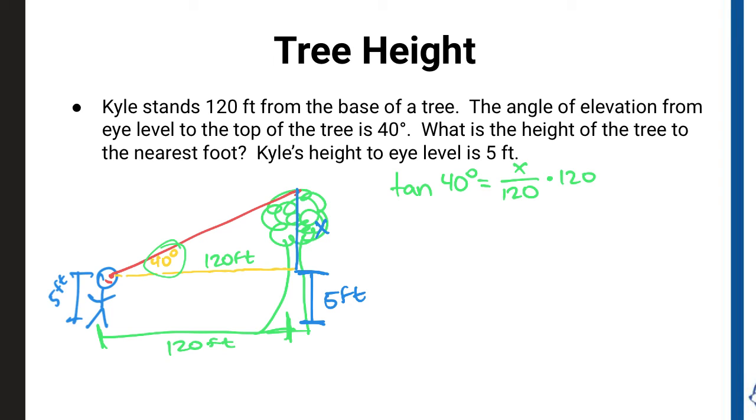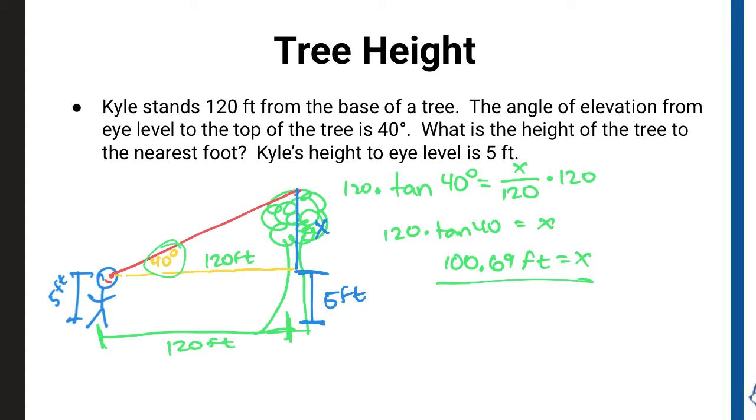I multiply both sides by the 120. So 120 times the tangent of 40 has to be equal to my x. So I plug this into my calculator, and I get 100.69 feet is equal to my x. Well, that's just my x.